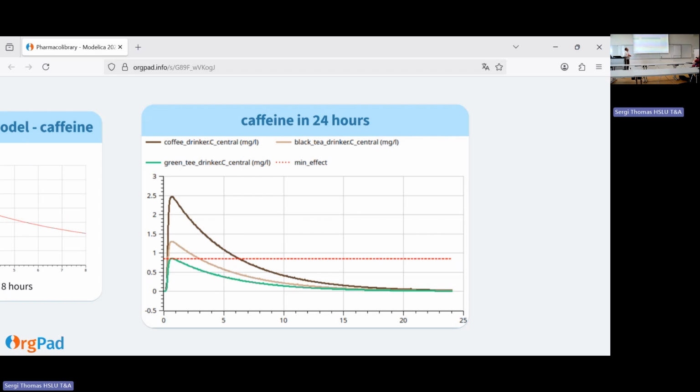Somebody prefers black tea. A cup of black tea has almost half the amount of the caffeine. And green tea also has some caffeine, but for example, in this simulation, you reach that minimal effect only a small portion of the time.